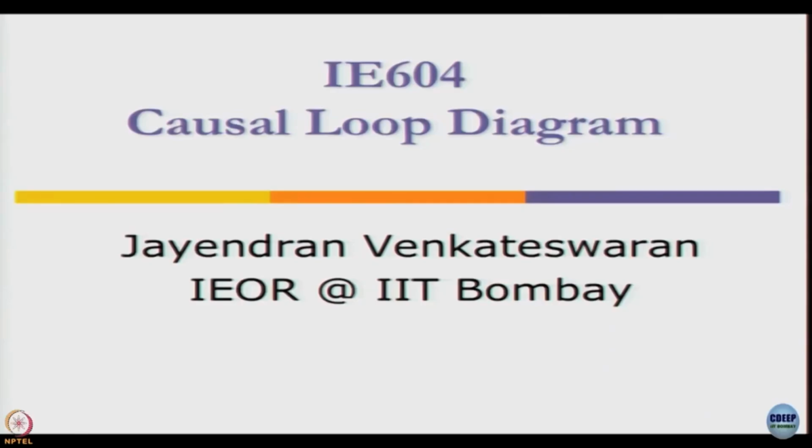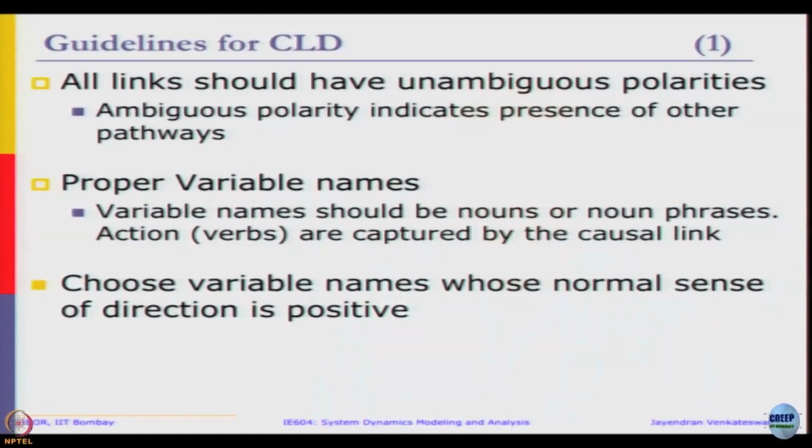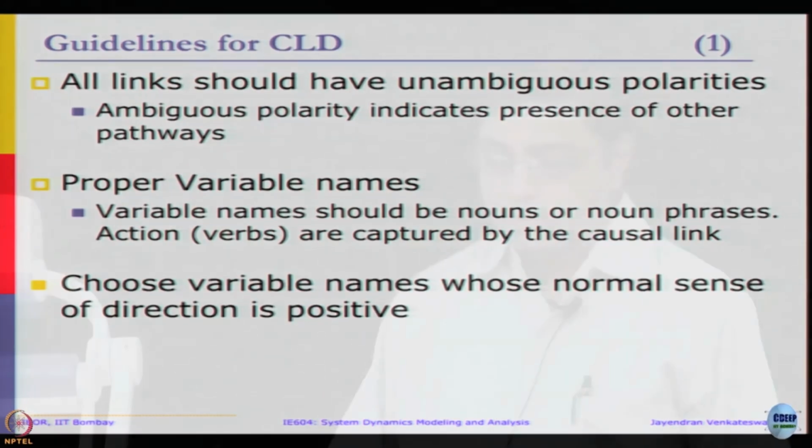So, we will continue looking at causal loop diagrams. We introduced what a causal link is and identifying variables, and started looking at some of the guidelines. We looked at saying it has to be noun or noun phrases and unambiguous polarities, as well as choosing variable names whose normal sense is positive. So, these are 3 guidelines we saw. There are a few more guidelines which will also be illustrated through examples like we did yesterday.